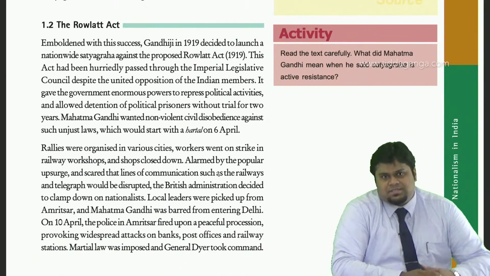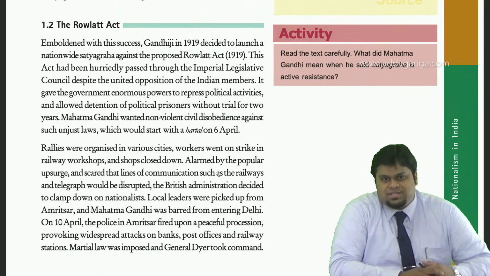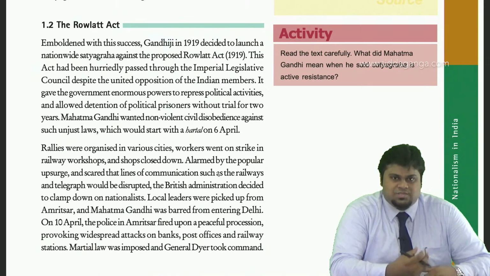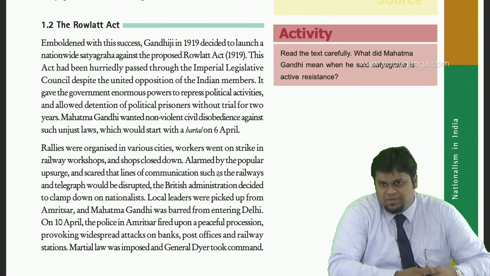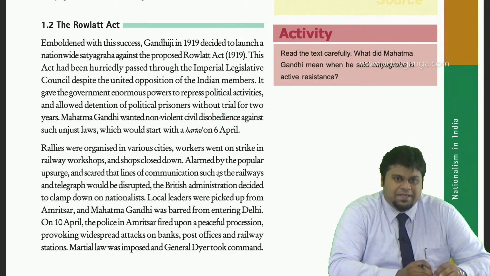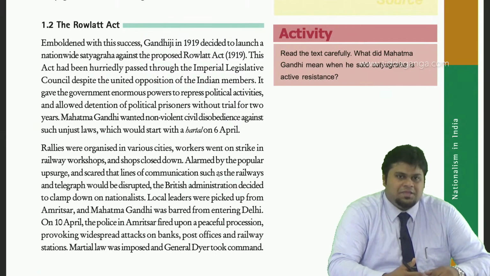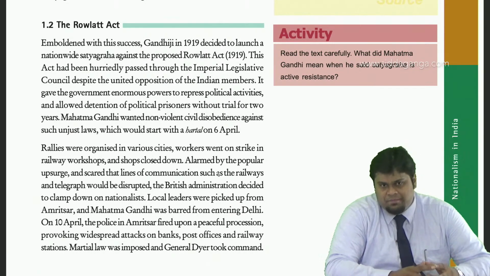The Rowlatt Act. Now, emboldened with the success of this non-cooperation movement or this passive resistance through Satyagraha, Gandhiji in the year 1919 decided to launch a nationwide Satyagraha against the proposed Rowlatt Act of 1919. Now, this particular act had been hurriedly passed through the Imperial Legislative Council in spite of people giving a united opposition of the Indian members.